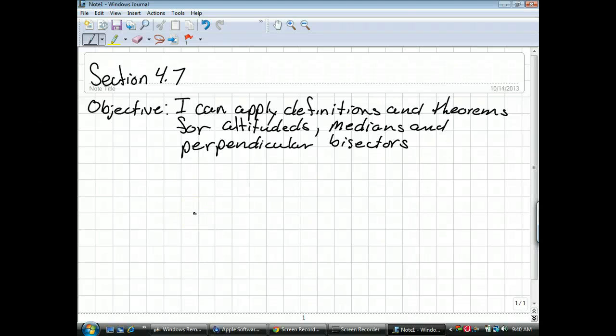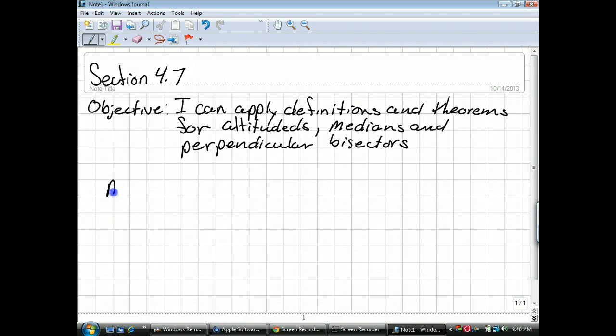Section 4.7. Our objective today is I can apply definitions and theorems for altitudes, medians, and perpendicular bisectors. So first of all, we're going to start out with the definitions.